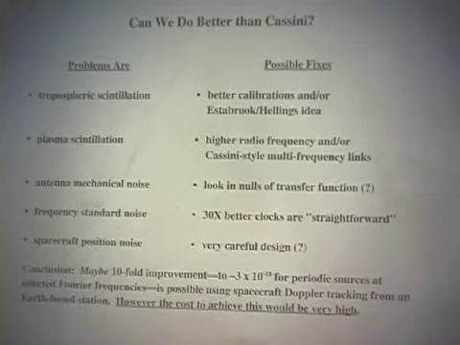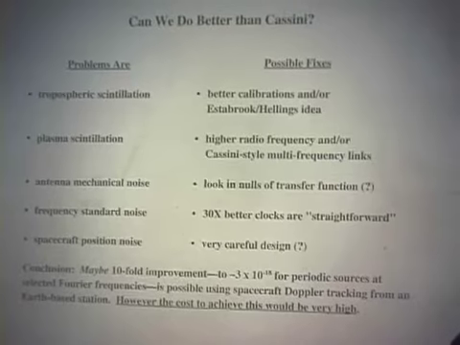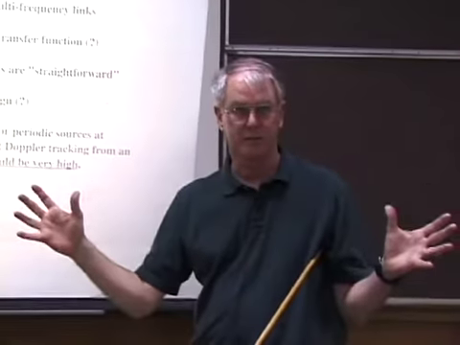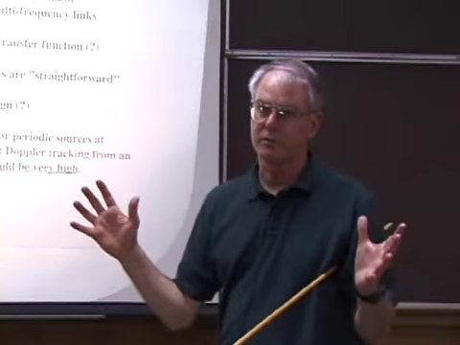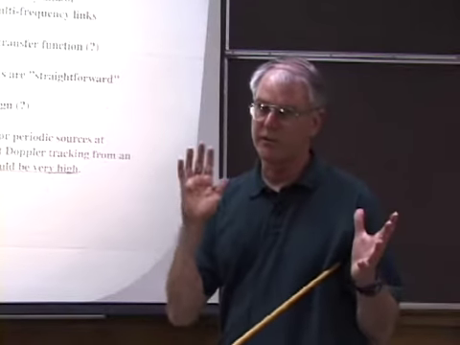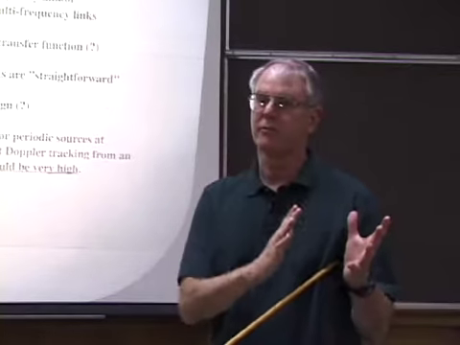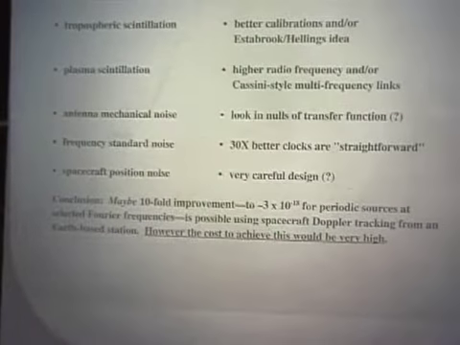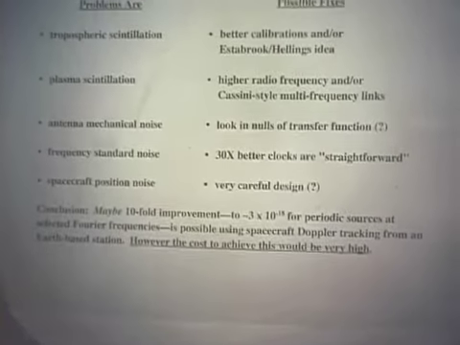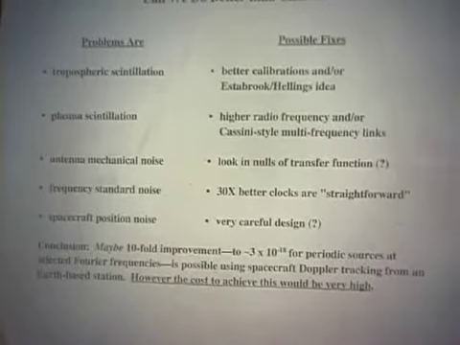Antenna mechanical noise, you're limited there by the strength of materials. You're not going to change how antennas are built, and if you need them to be big enough to collect the apparatus, you're going to have antenna mechanical noise. And so probably that means that if you want to do significantly better, you'd only be able to look at those frequencies which are the nulls of the transfer function for antenna mechanical noise. Spacecraft position noise you might be able to improve upon by very careful design. Right now it's 2 times 10 to the minus 16. Maybe you could do better.